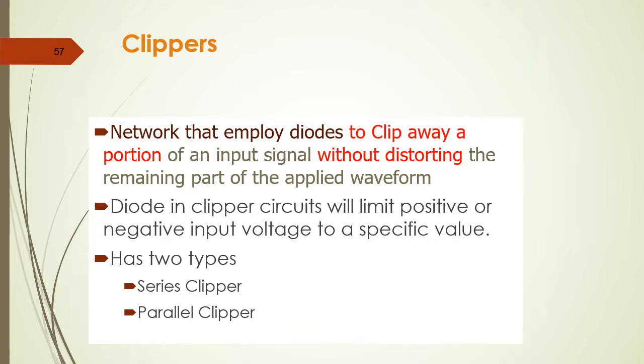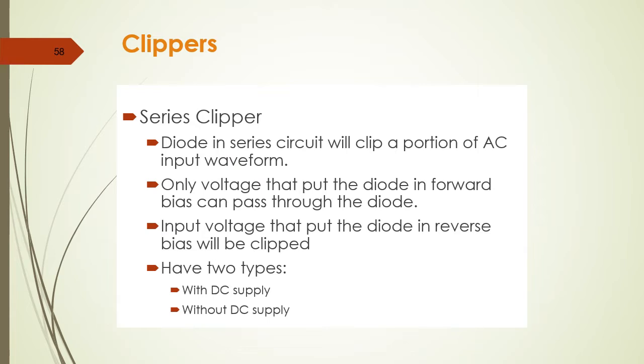So it has two types. We have a series clipper and we have a parallel clipper. For a series clipper, the diode in series will clip a portion of the AC input waveform, and only the voltage that puts the diode in forward bias can pass through the diode. Input voltage that puts the diode in reverse bias will be clipped. So whatever input voltage is less than the value of the diode, or puts the diode in reverse bias, will be clipped away.